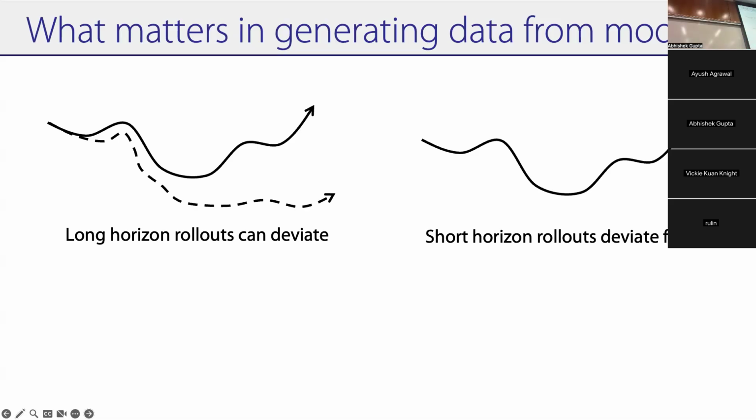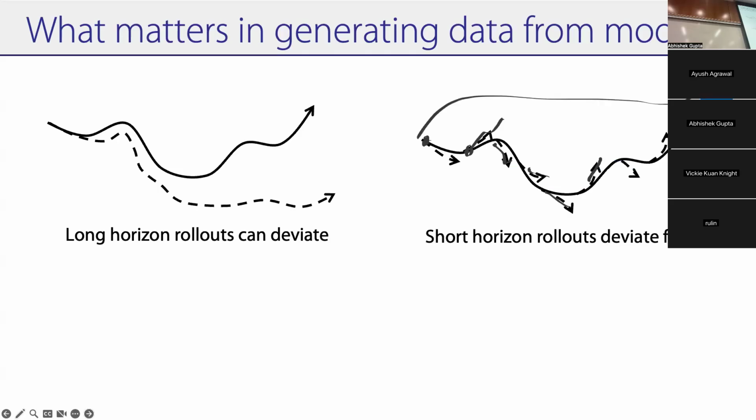But the solution that lots of people have tried and seems to work really well is to initialize from states on your real data and then do short horizon model rollouts from there. And the logic is that you're pretty good in the neighborhood of your data. You get worse and worse as you have longer horizon rollouts further from your data. You can prove this. But the point is that you start from different points on your data and then you do short horizon rollouts.